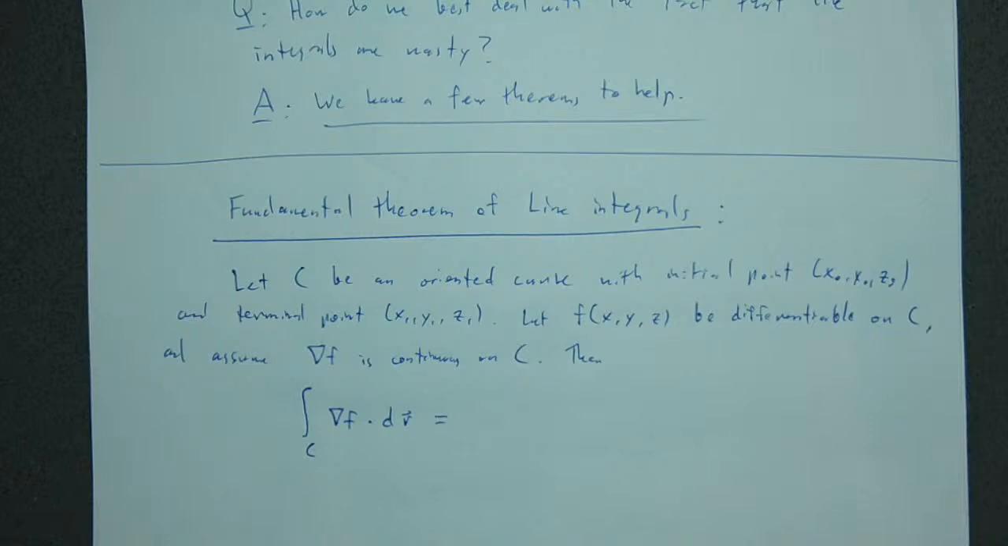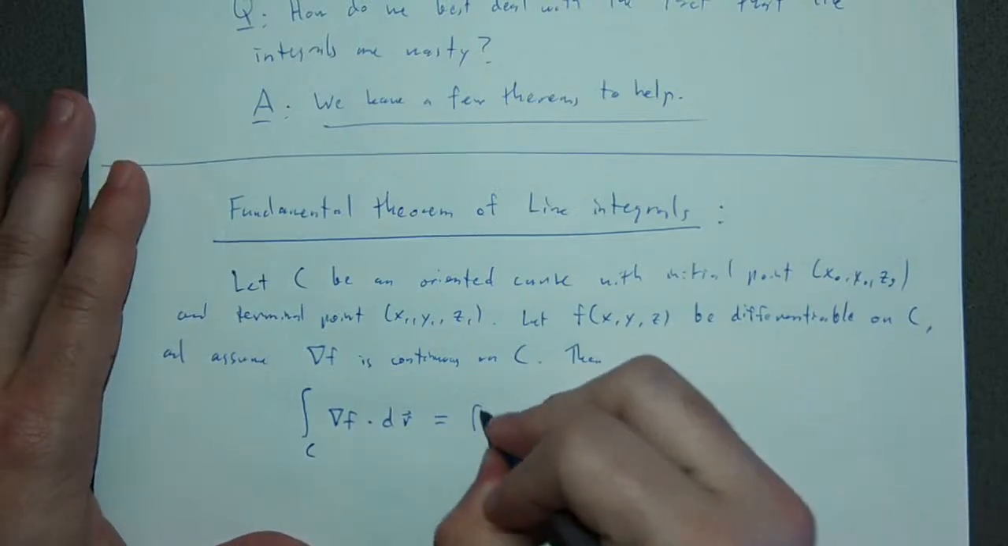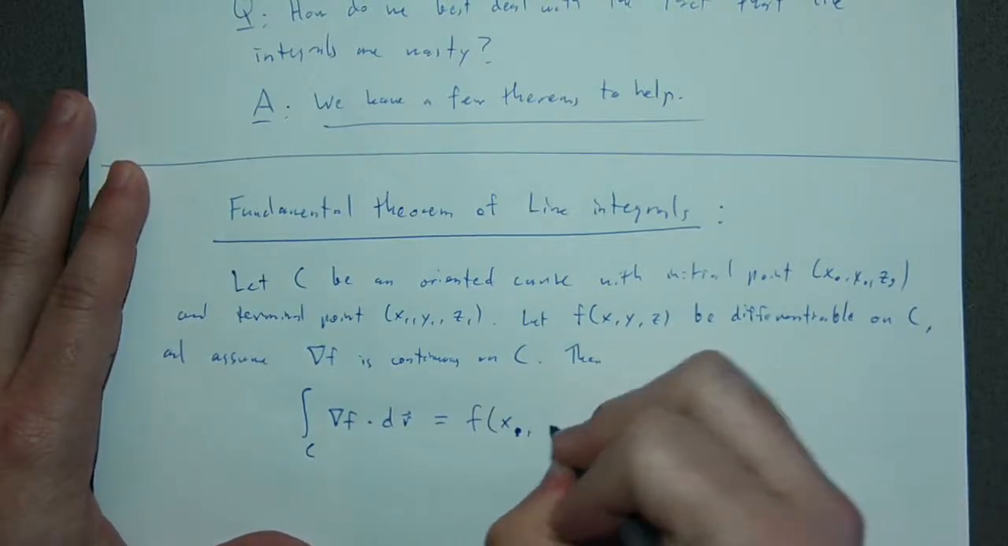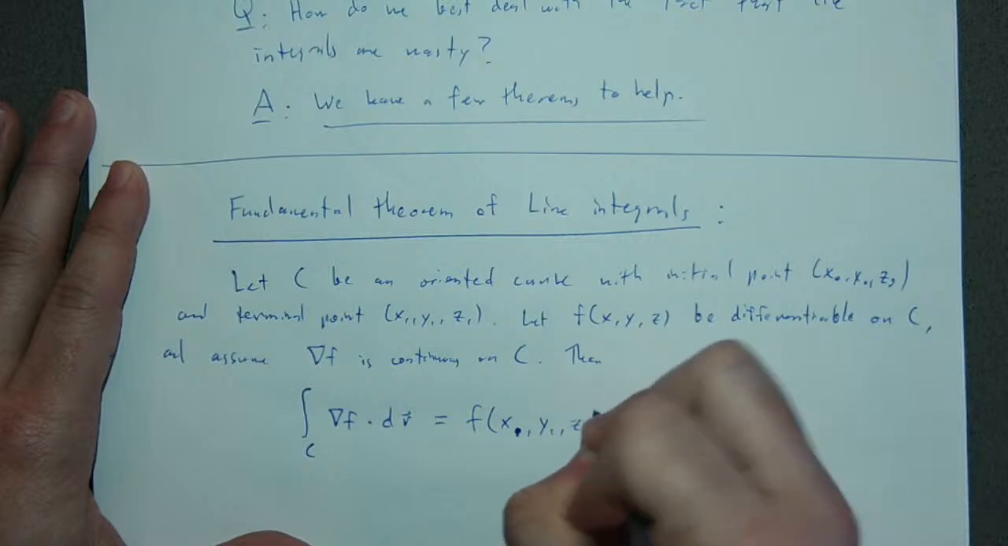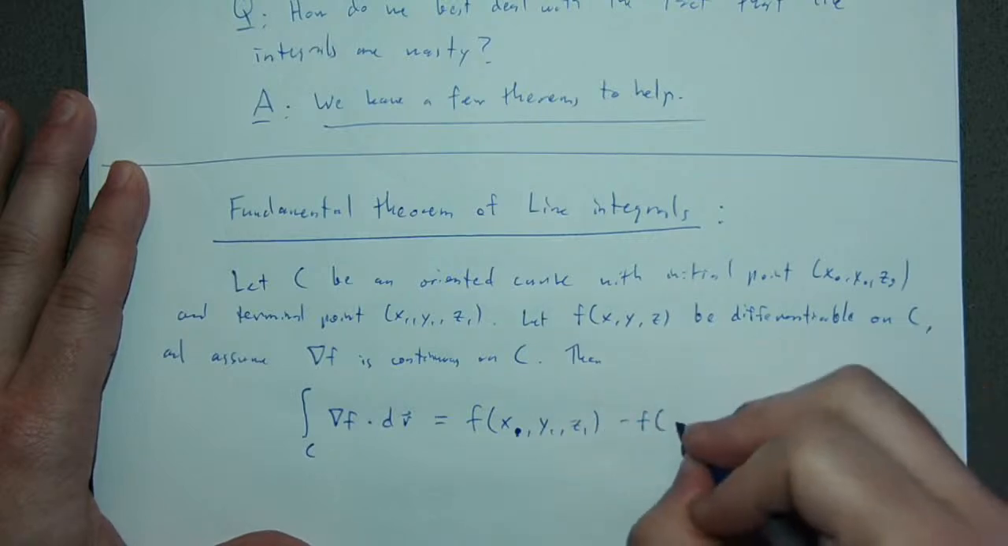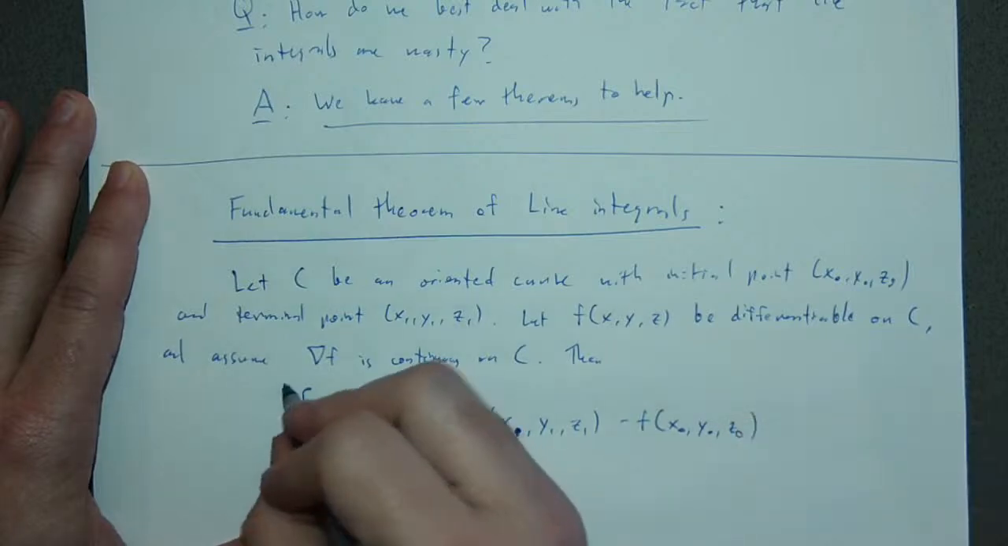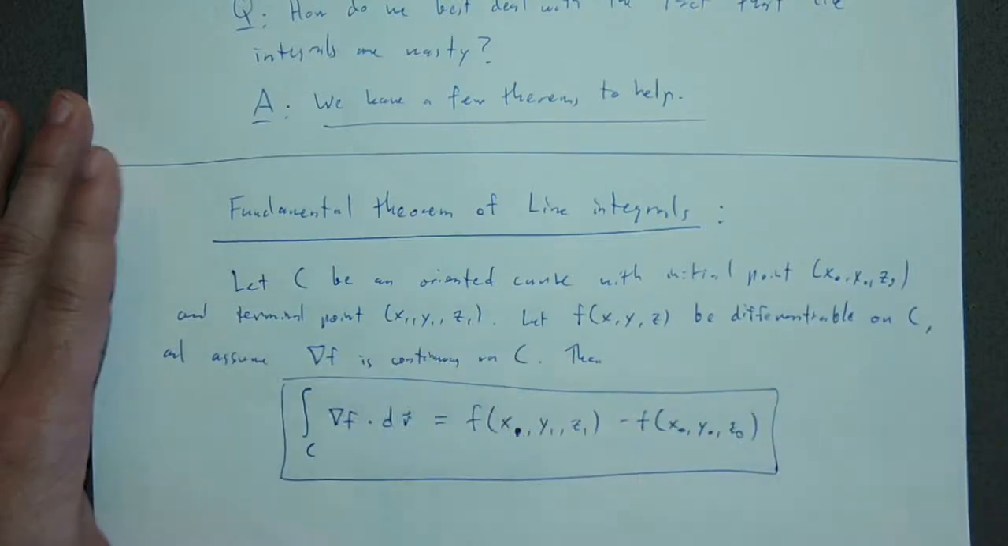So we defined line integrals. We worked out what line integrals were in the previous section. Now I want to do the line integral of the gradient of some function. What is this? Well, it is f of terminal minus f of initial. And then that's it.